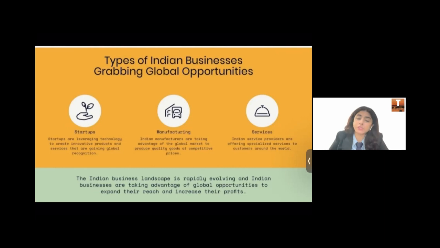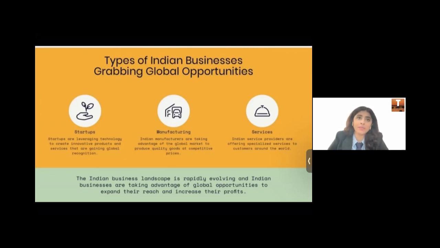Fourth would be pharmaceuticals and healthcare. Indian pharmaceutical companies have made substantial inroads into global markets, primarily in the field of generic medicines. These companies offer cost-effective yet high-quality medicines, catering to the needs of both developed and developing countries. Companies like Sun Pharmaceutical Industries, Dr. Reddy's Laboratories, Lupin, and Cipla have established a strong international presence through exports and strategic collaborations.